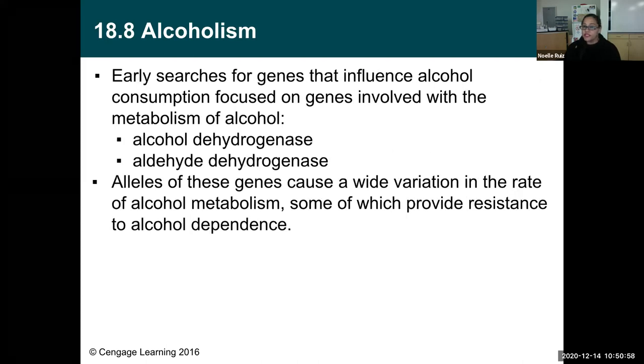Early searches for genes that influence alcohol consumption focused on genes involved with the metabolism of alcohol. The two proteins involved in the metabolism of alcohol are alcohol dehydrogenase and aldehyde dehydrogenase. Alleles of these genes cause a wide variation in the rate of alcohol metabolism, some of which provide resistance to alcohol dependence. Just like there's genes that confer resistance to nicotine dependence.